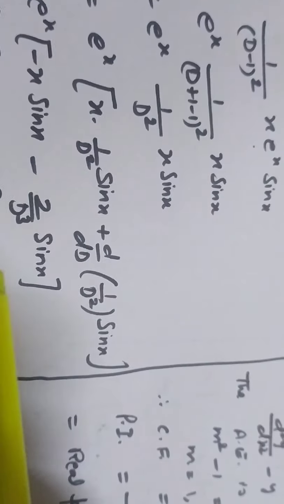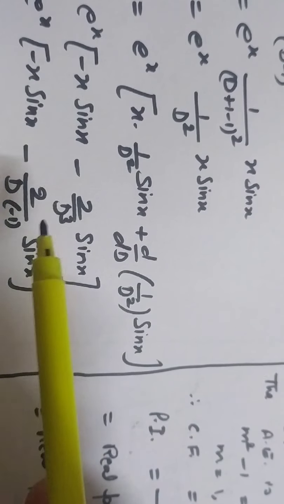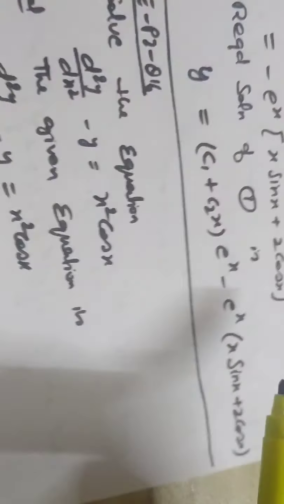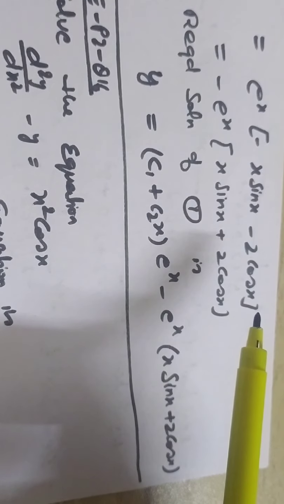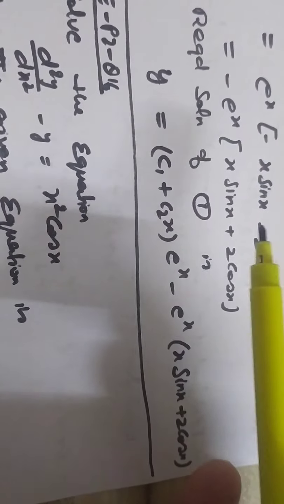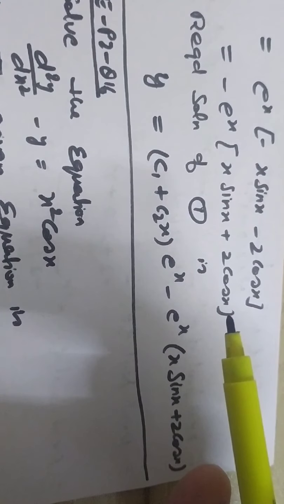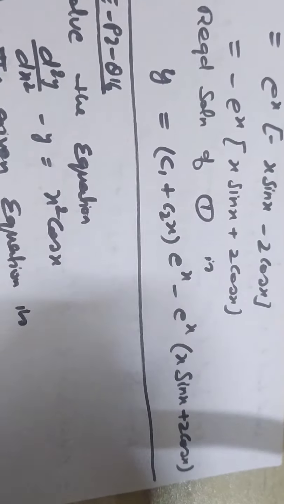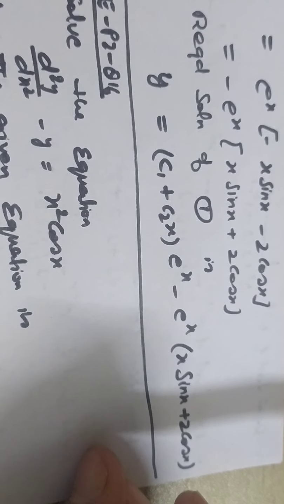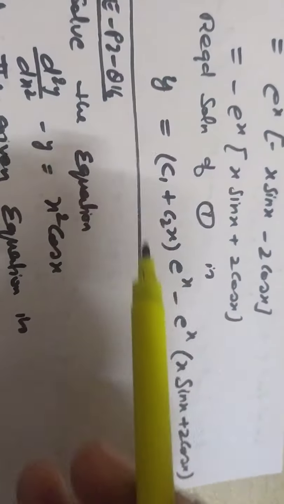Now 1 over D with sin x is remaining here, and 1 over D sin x means the integration of sin x. This is cos x simply. So this is the solution for the particular integral. Now you stitch together two solutions, one CF, another one is the particular integral, and write down the solution of the given differential equation. Here I have done it.